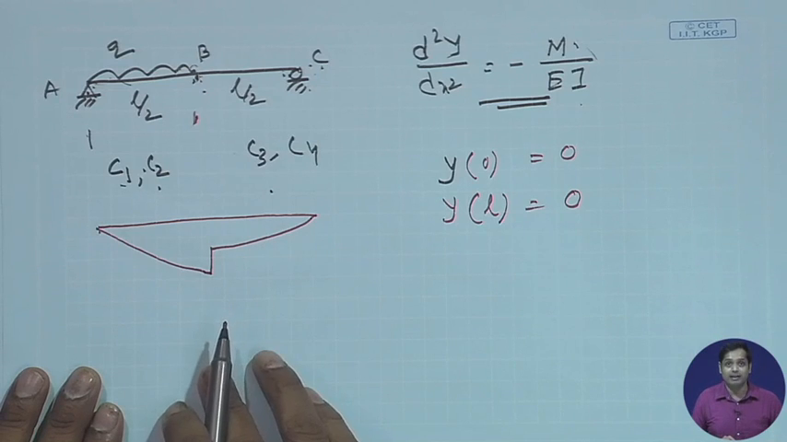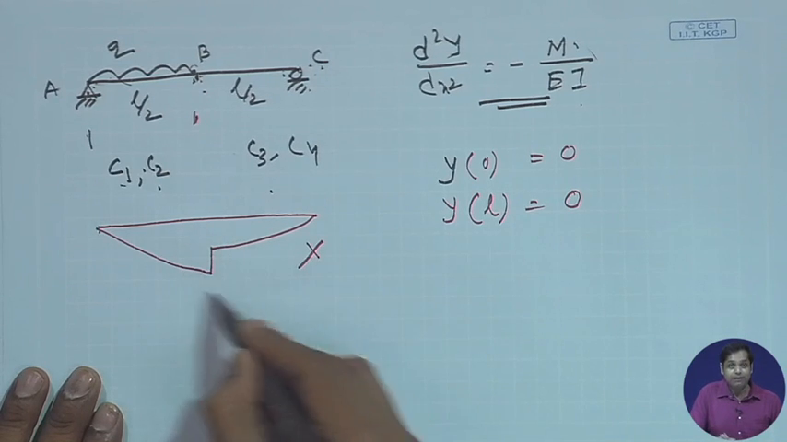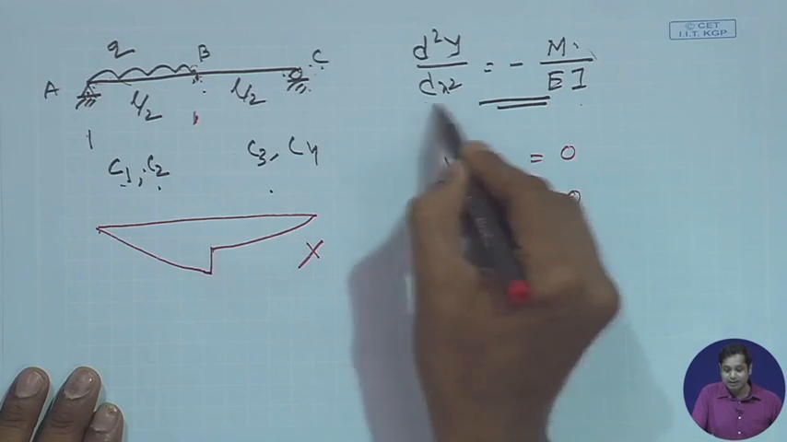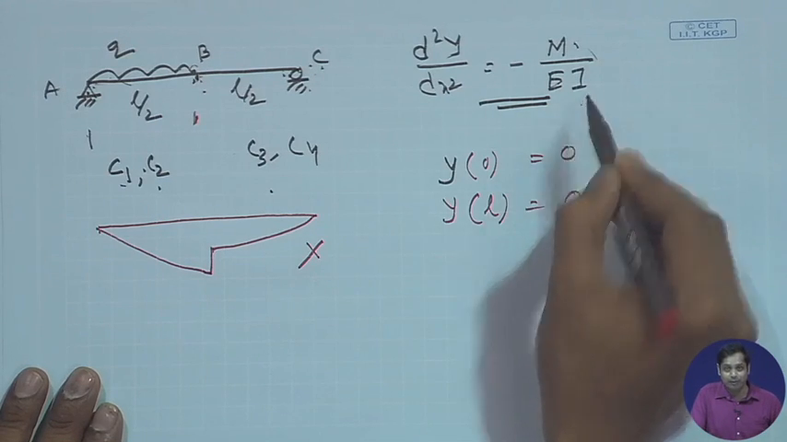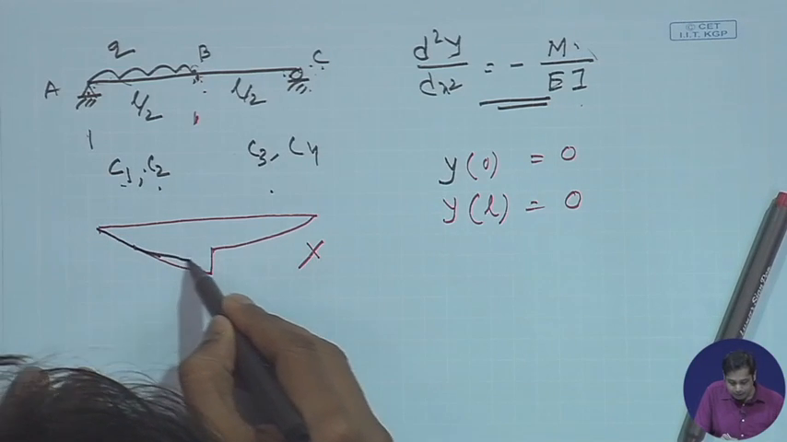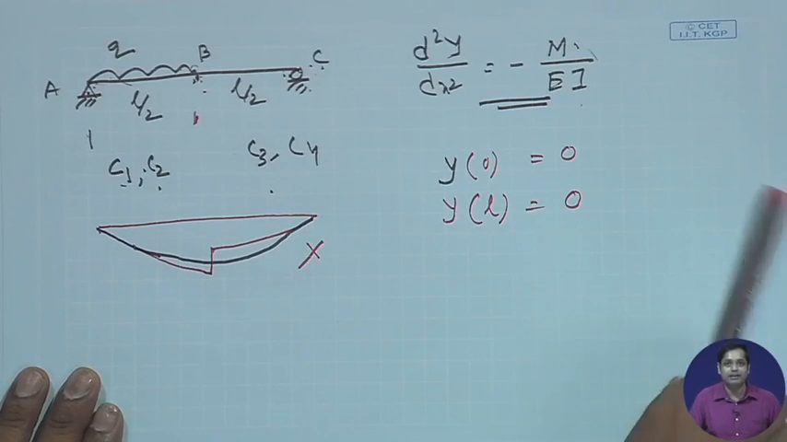Deflected shape cannot be like this, because if your deflected shape is like this, then y has a jump. If y has a jump, then this equation itself is not valid. So your deflected shape will be a continuously smooth deflection, isn't it?